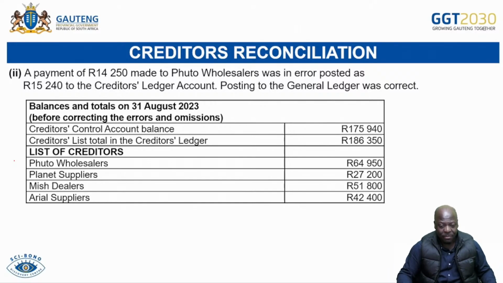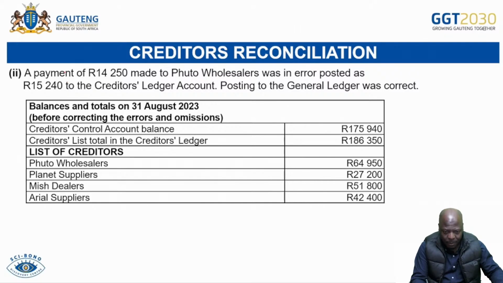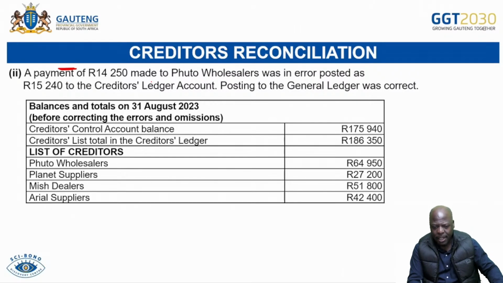Number 2 reads, a payment of 14,250. A payment. So in my mind, I'm thinking EFT. Okay, so if it's a payment, that's a minus. A payment of 14,250 made to Puto Sellers was in error. So it was 14,250, but it was posted as 15,240 in the creditors ledger. So here, if you look at it, it is 14,250, but we posted more, over.